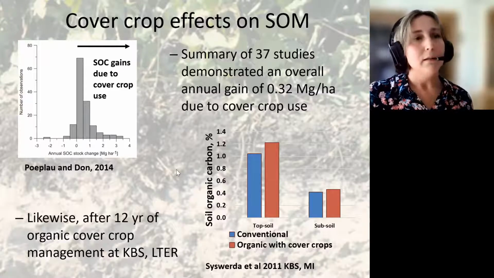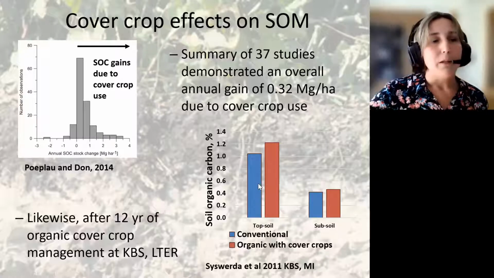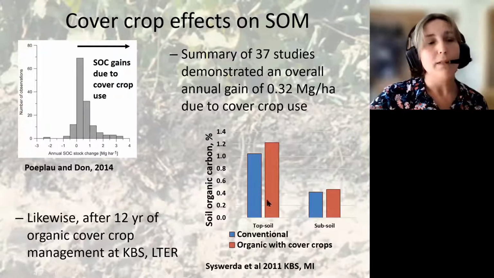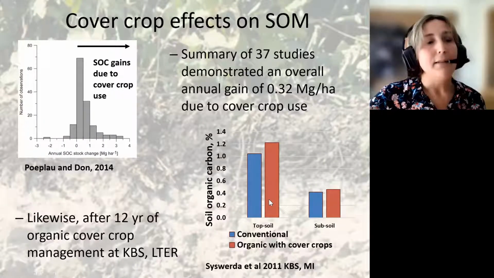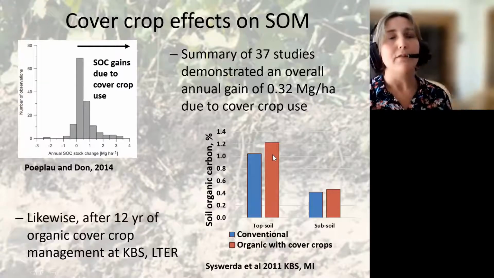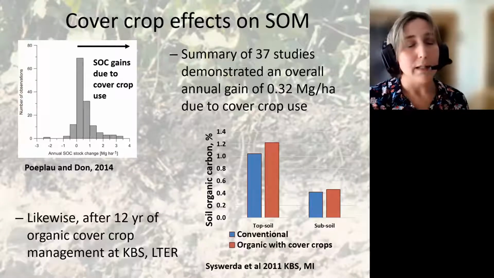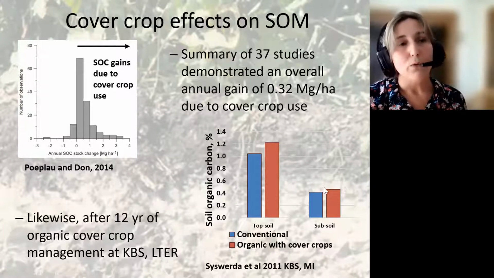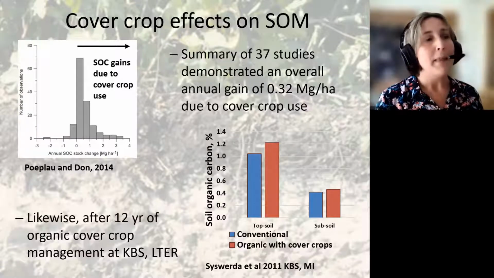Here on the bottom is an example, again close to my home, from Kellogg Biological Station, LTR. Here we're comparing conventional management with organic management that relies on cover crops. And you can see in 12 years, yes, in topsoil, we do see this positive effect of cover cropping on organic carbon gains, and we do see the beginning of a positive trend in subsoil as well.